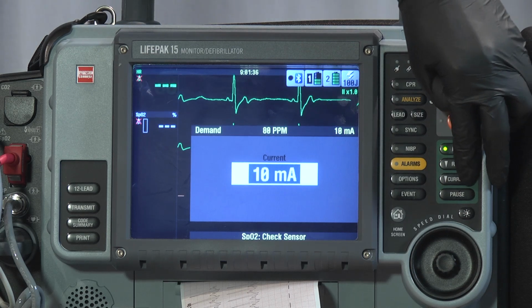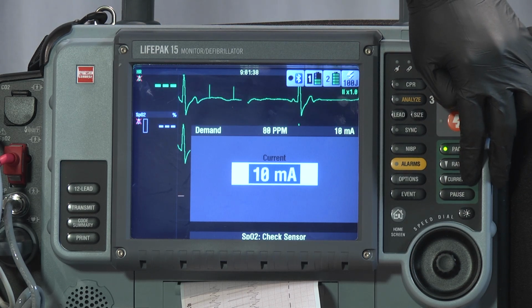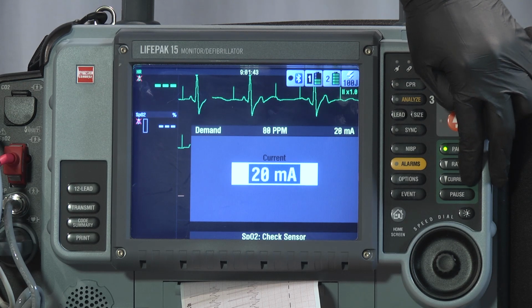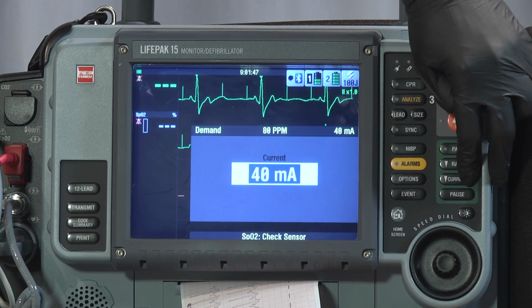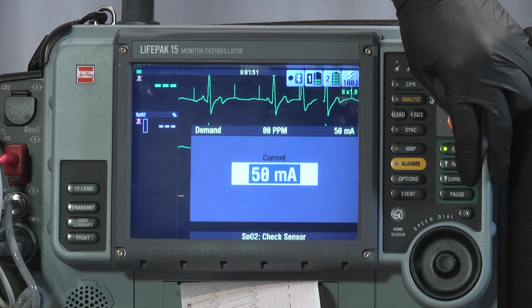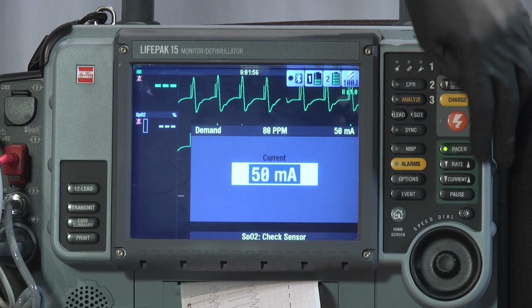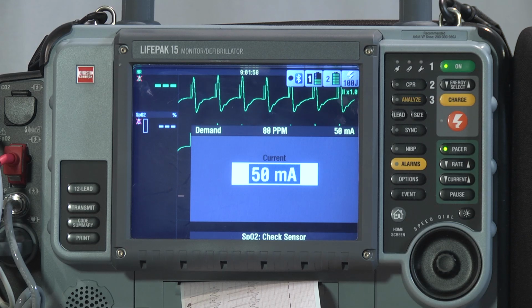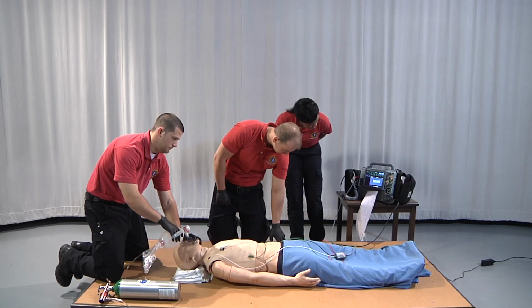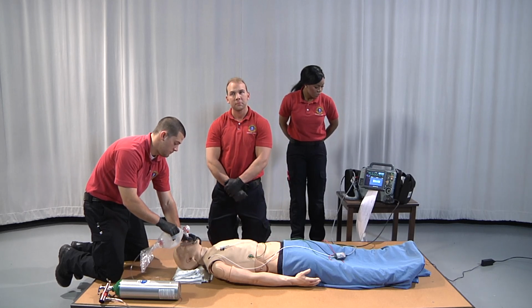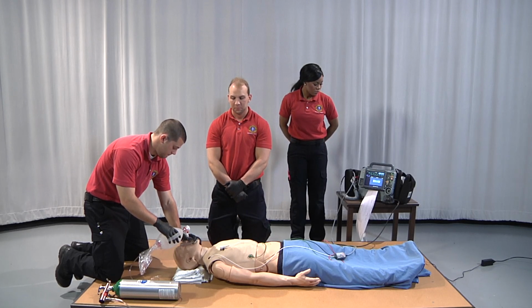Begin increasing current starting at 0. Increase current incrementally until electrical capture is noted on the monitor. We will be increasing the current by 10 milliamps. After gaining electrical capture, ensure mechanical capture that corresponds with monitor waveform. Note minimum threshold and document accordingly. Reassess the patient, monitor electrical and mechanical capture, and assess need for continued sedation throughout the transport.